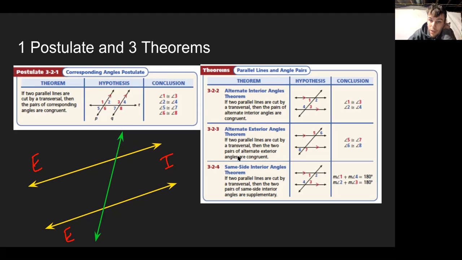Our last theorem is about same side interior angles. So same side refers to the transversal, interior, the interior space. So these angles here are same side interior. The relationship for this one is that they are supplementary, that they are going to add to be 180. Or these angles here, also same side interior, also going to be supplementary. You can see in the picture down there.